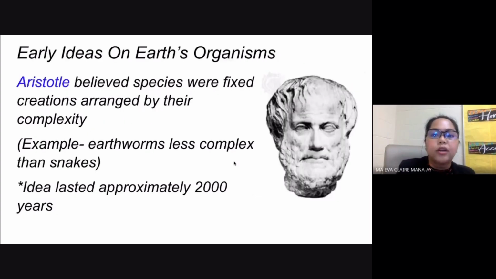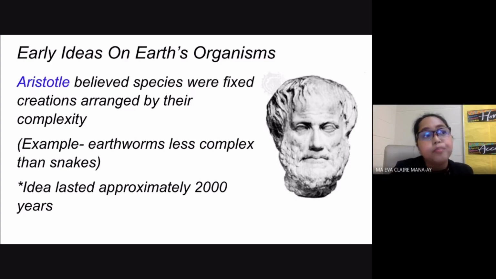Now we start with the first person that we have here. This is Aristotle. He was a very famous Greek philosopher. Now he was the first to attempt the study of evolution. He believed that species were fixed creations arranged by their complexity. So we all know that Aristotle's work was actually not very scientific, because his idea was very simple. He said, if an organism existed first, that means it is simpler than those organisms that would exist after it. That was the notion, that was the idea of Aristotle.